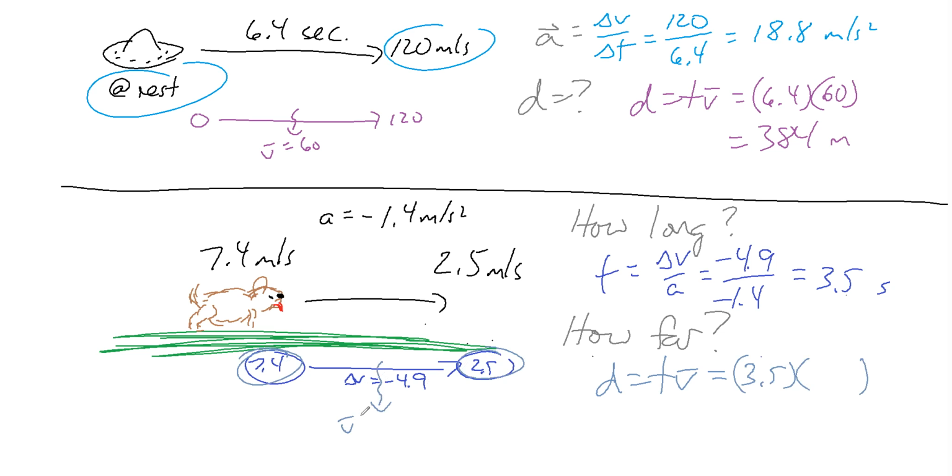So you can just take the 7.4, add the 2.5, just add up the two v's, divided by 2, and that will give you your average v. And if I do that, it's 4.95. It's actually really close to change in v, but that's purely by coincidence. So 4.95 is the average v. So I'll just take that 4.95 and times that by the 3.5 seconds. And my dog went approximately 17.3 meters for the situation.